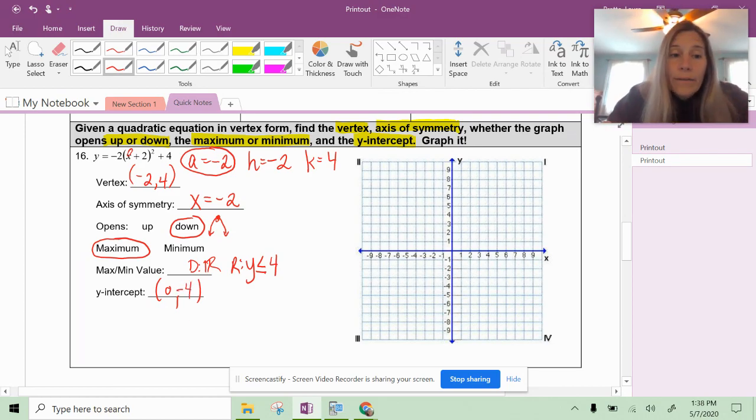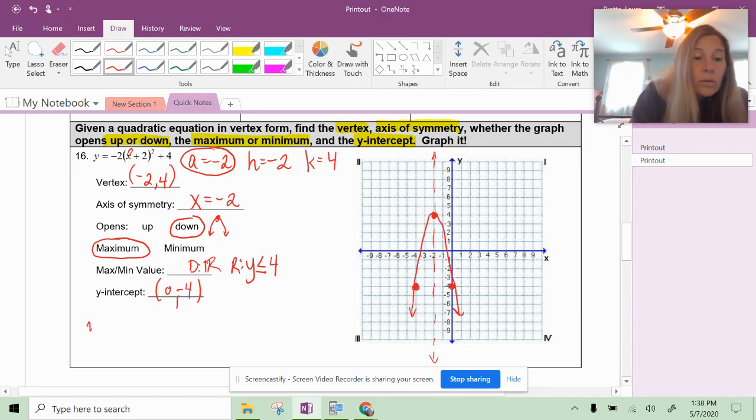Now, when we go to graph this, we're starting with that vertex, that negative 2, positive 4. We're going to use that axis of symmetry, which is that vertical line. And now we can use that graphing pattern I showed you yesterday to get a couple more points. Another option is you could just find a point like we did here, 0, negative 4. And if you plot that and then you plot one on the other side of the axis of symmetry, you can get your parabola that way.